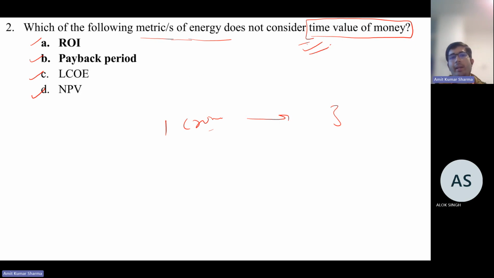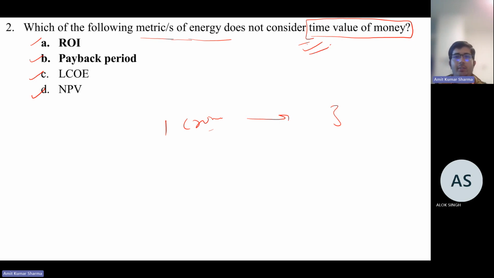So whenever we are finding the energy cost, or the payback period, or when we do the techno-economic analysis of the plant, we have to consider the time value of money, because with time the value of money changes. So we have to consider this factor.